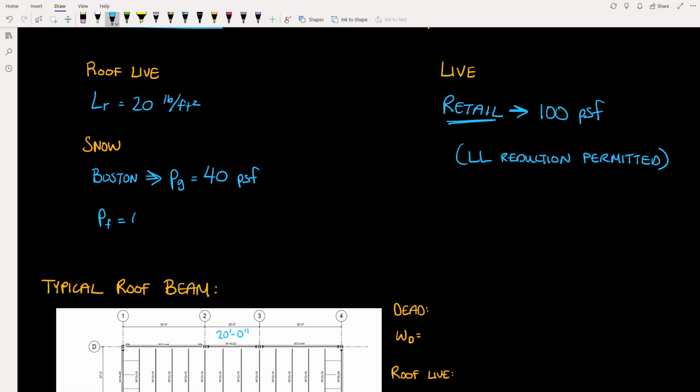And as I said, we will reduce that by 30% to get our flat roof snow load. So we end up with 28 pounds per square foot for our snow load.